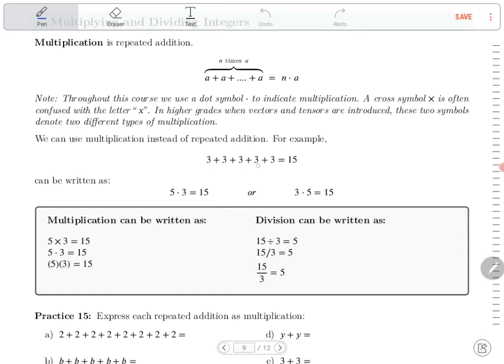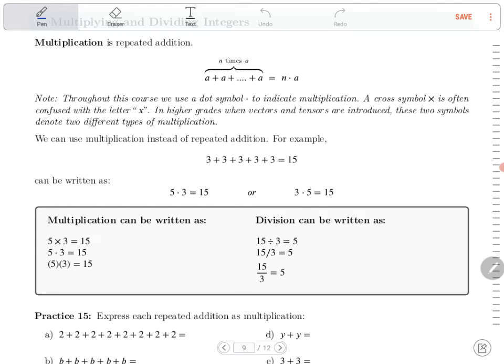3 plus 3 plus 3 plus 3 plus 3 equals 15. Okay, that's a long way of writing it. We can write it as 5 times 3 equals 15, or 3 times 5 equals 15. This is telling us how many times we add the number 3 to itself and get the answer 15.